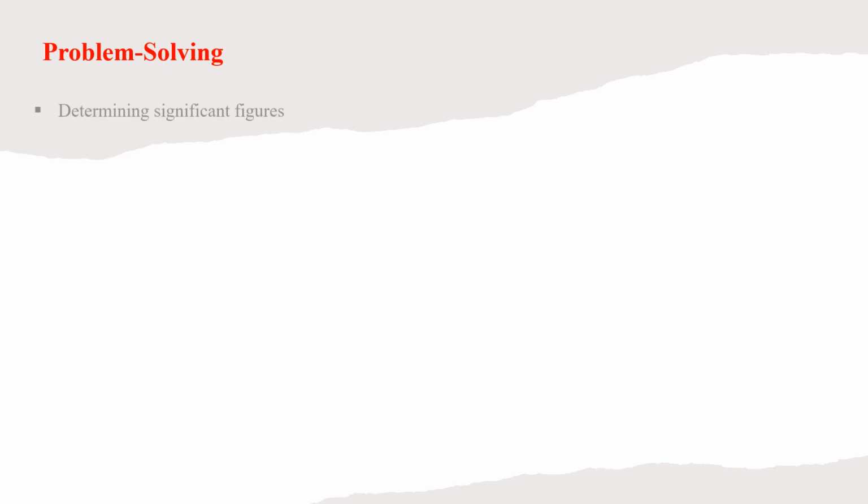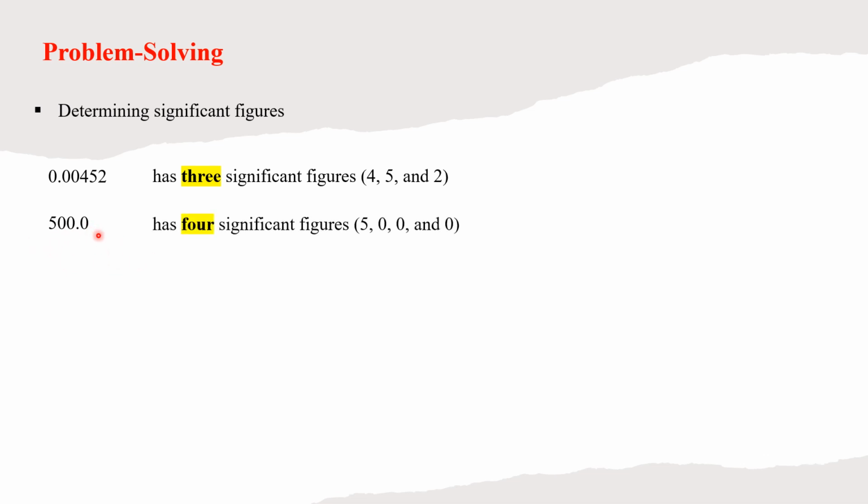Problem solving. Determining significant figures. How many sig figs are in this given number? We discussed that the front zeros are not significant. So starting 4, 4, 5, 2, there are 3 significant figures. Next, 500.0. There are trailing zeros, however, with a decimal place. Therefore, we can consider the last 3 trailing zeros as significant. So there are a total of 4 significant figures in this number.